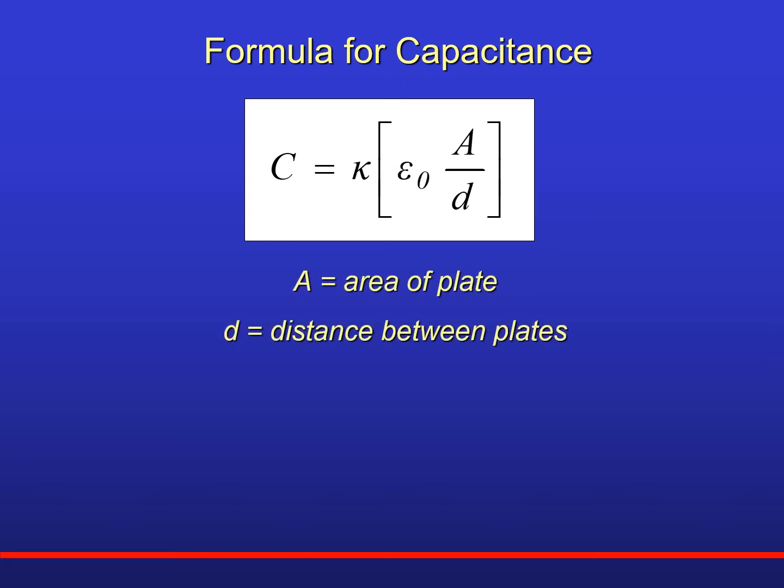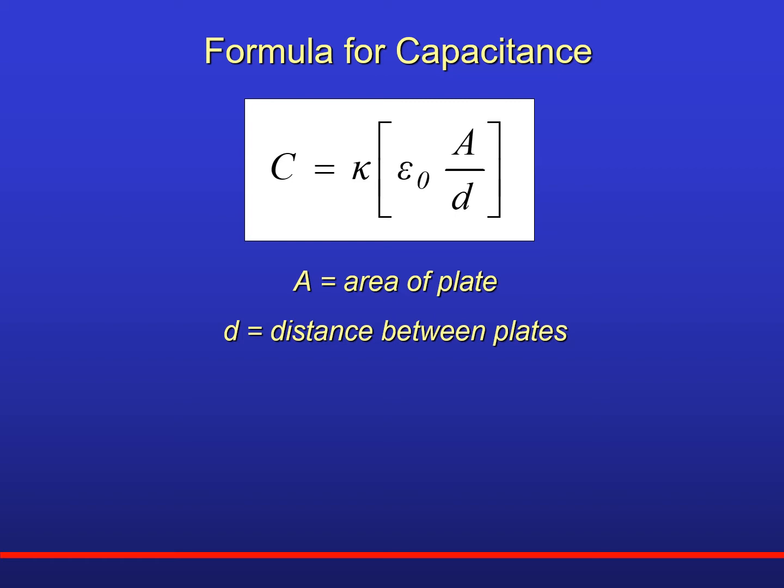A is the area of the plate. There are two plates, so it's the area of one of the plates. We'll always assume the two plates have the same area, the area of either one of the plates. D, the distance, the separation between the two plates.